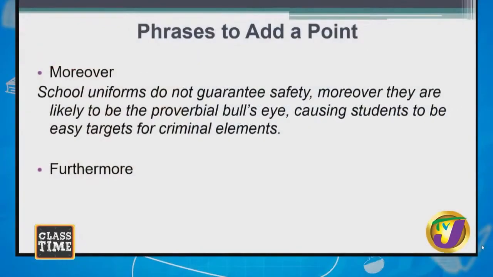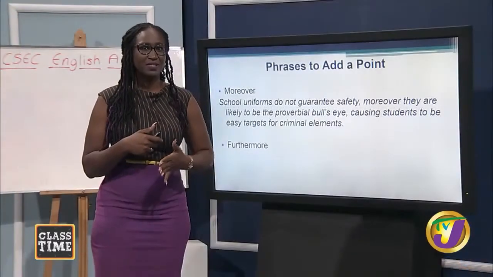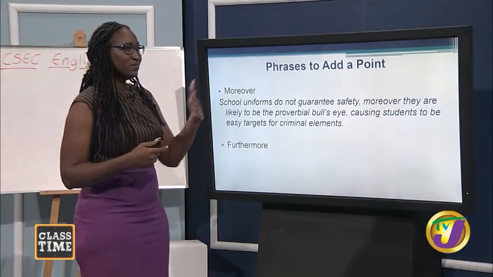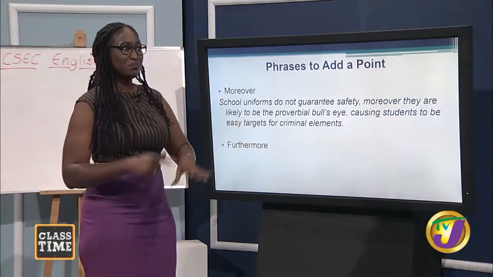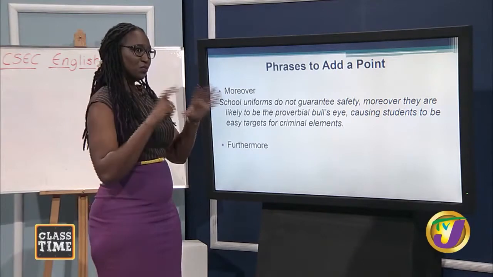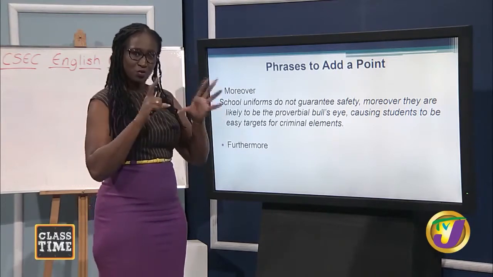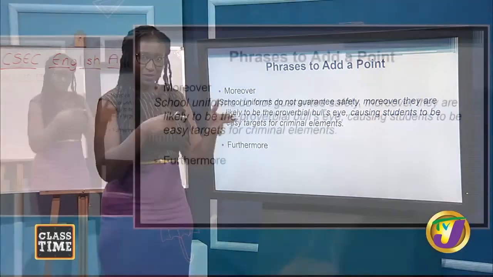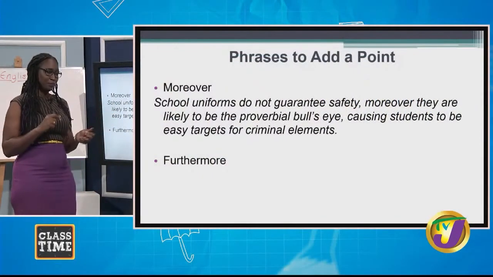School uniforms do not guarantee safety. Moreover, they are likely to be the proverbial bullseye, causing students to be easy targets for criminal elements. What point have you added here? What have you said? So the first point you have made is that school uniforms don't guarantee safety. And what you added to it is that not only does it not guarantee safety, but what it does is actually make you into a target because somebody will spot you in the uniform and know that you're a schooler, as we would say, and of course come after you because you're supposed to be helpless because you're children.